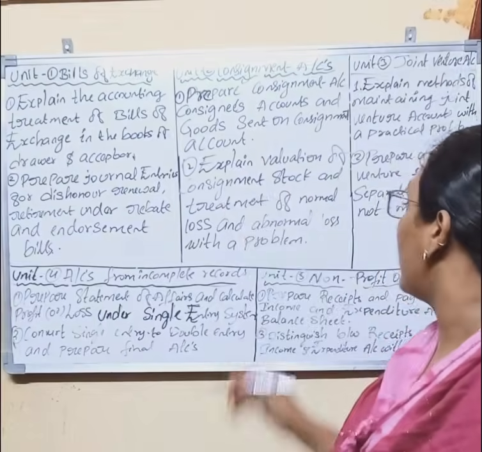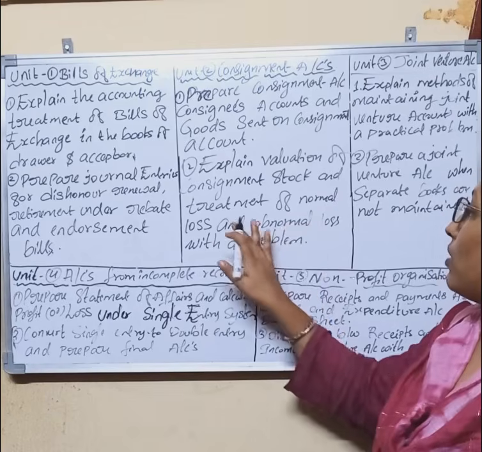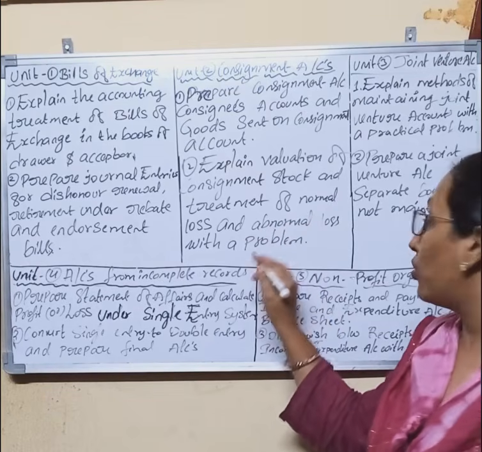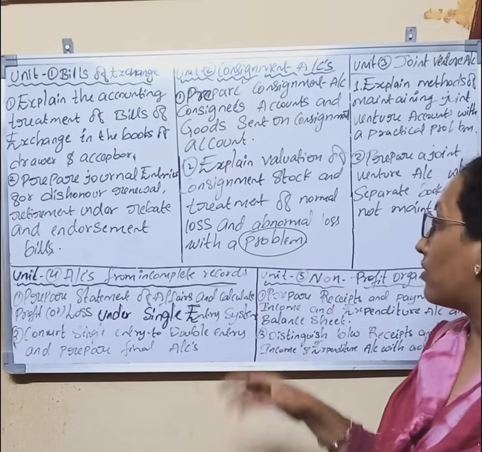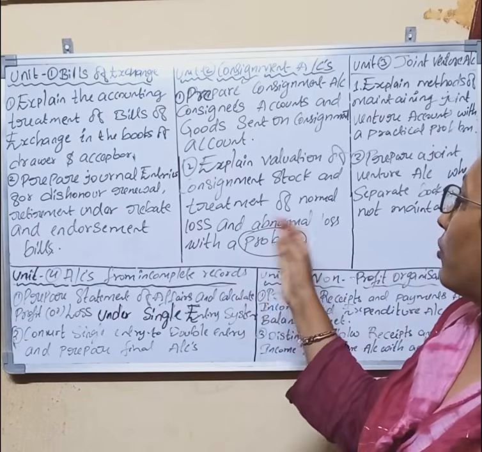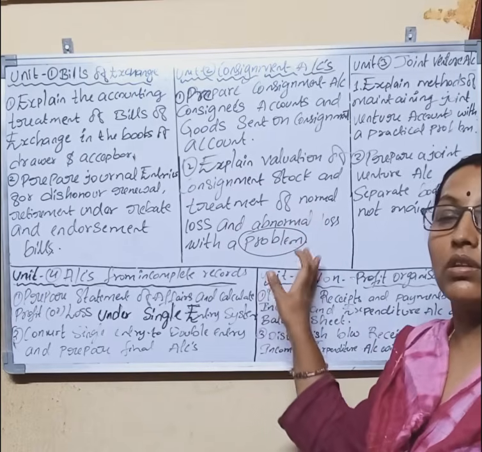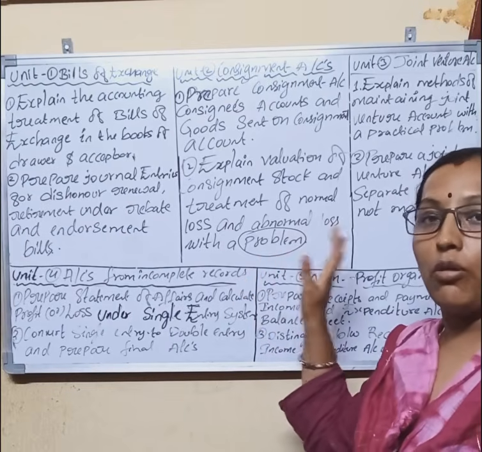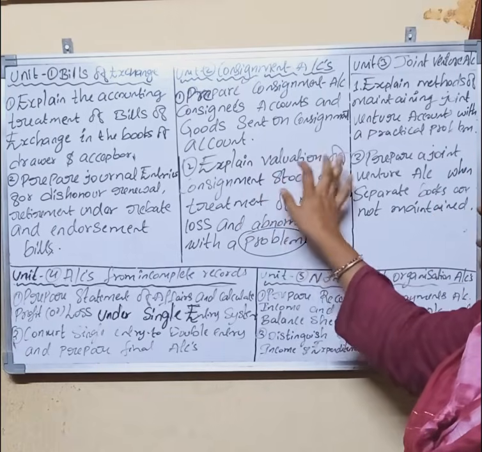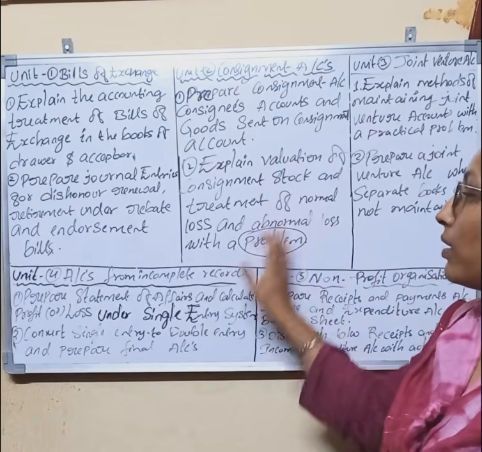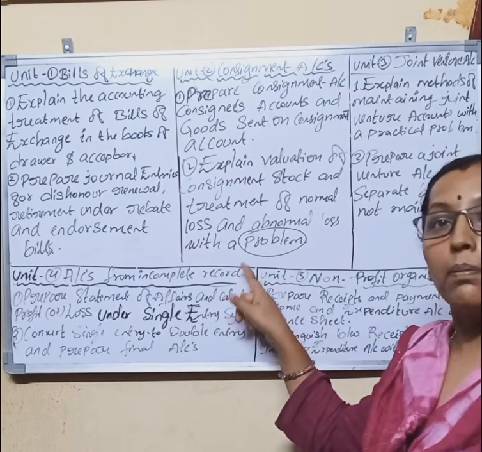And the second one: explain valuation of consignment stock and the treatment of normal loss and abnormal loss with a problem. You will get problem-oriented questions on the treatment of normal and abnormal loss and consignment stock. Based on this you will get consignment account problems. Here the consignor and consignee are the most important parties. So note it down and prepare for it.